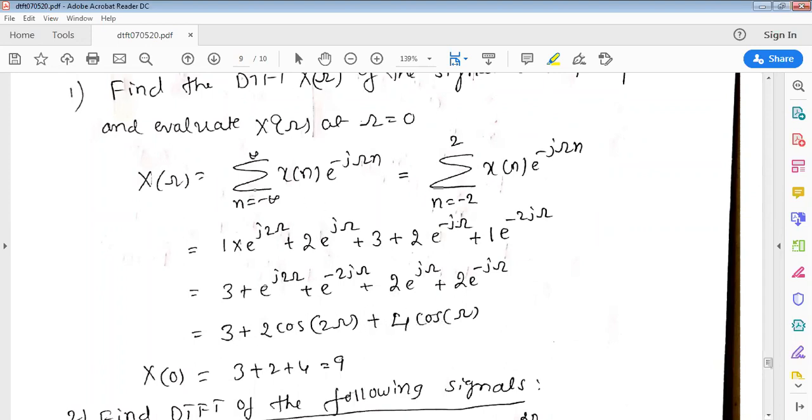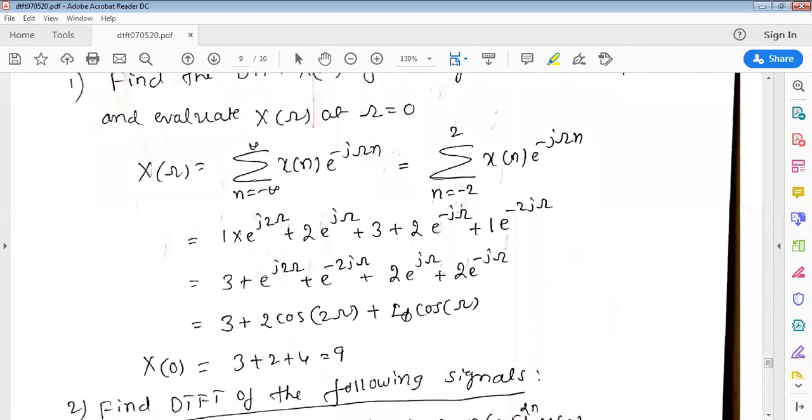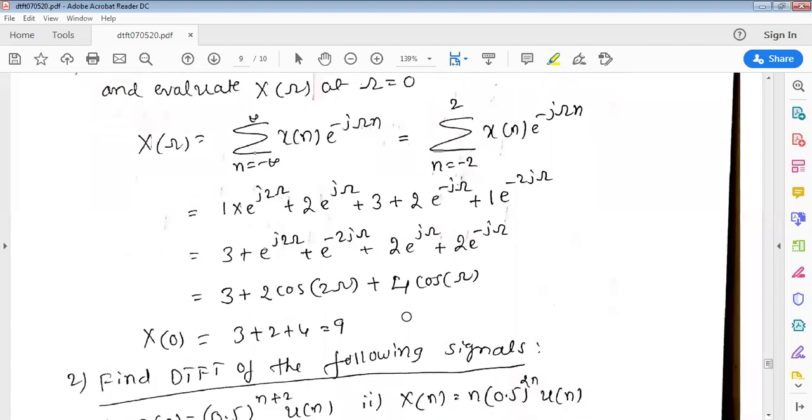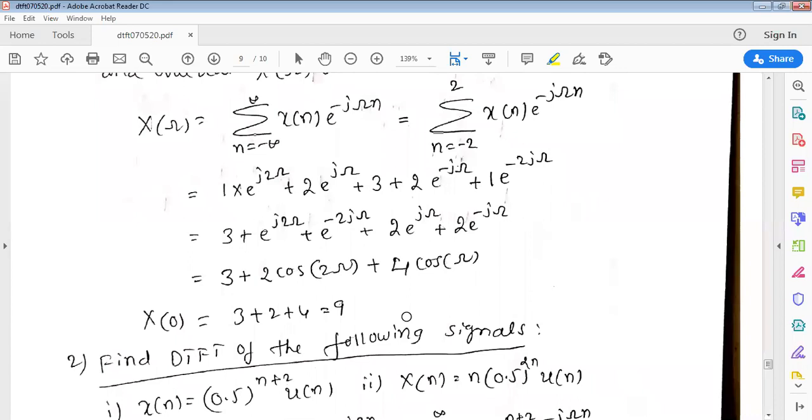He is asking to evaluate x of omega at omega equal to 0. Put omega equal to 0. This quantity will become 1, cos of 0 is 1, and here also cos of 0 equals 1. Therefore, 3 plus 2 plus 4 will give you 9. Did you follow the problem?